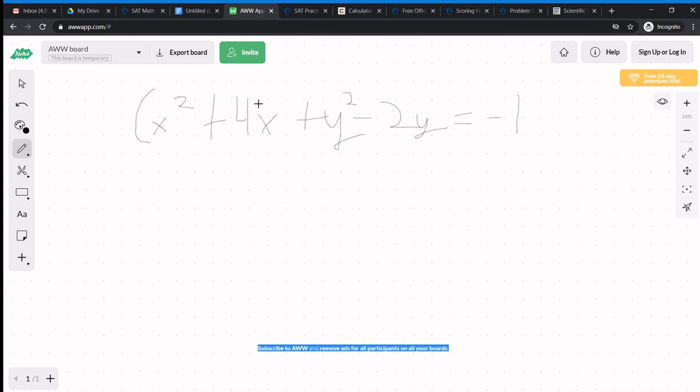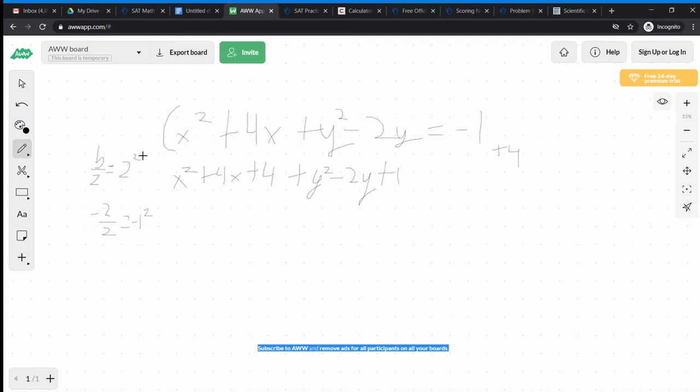So we figure out what number we need to square by doing b/2. 4/2 equals just 2. So we square this, we get 4. X squared plus 4x plus 4, right? And we're going to add 4 to this side too. Then we do the same thing here, negative 2 over 2 equals negative 1 squared. So plus y squared minus 2y plus 1.